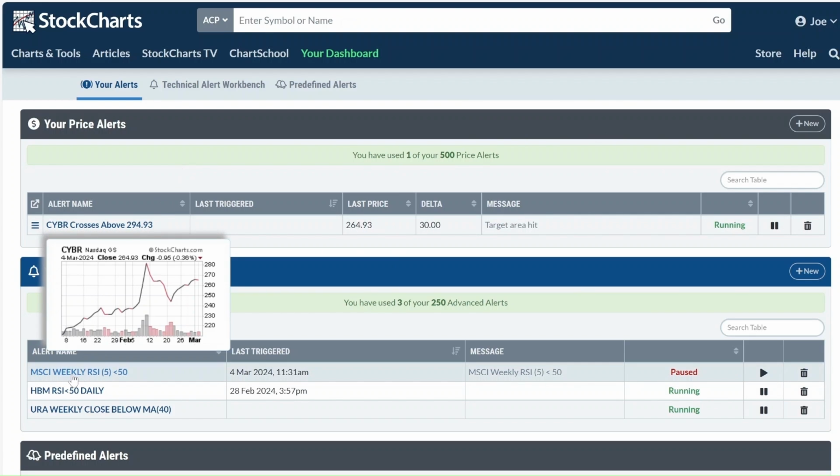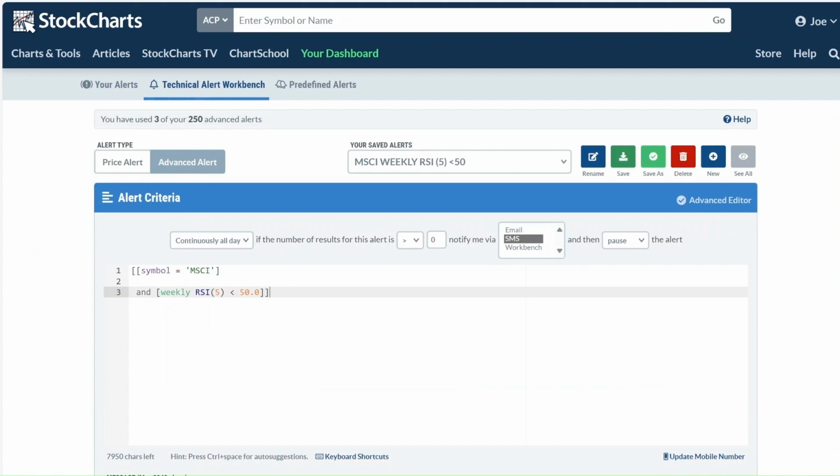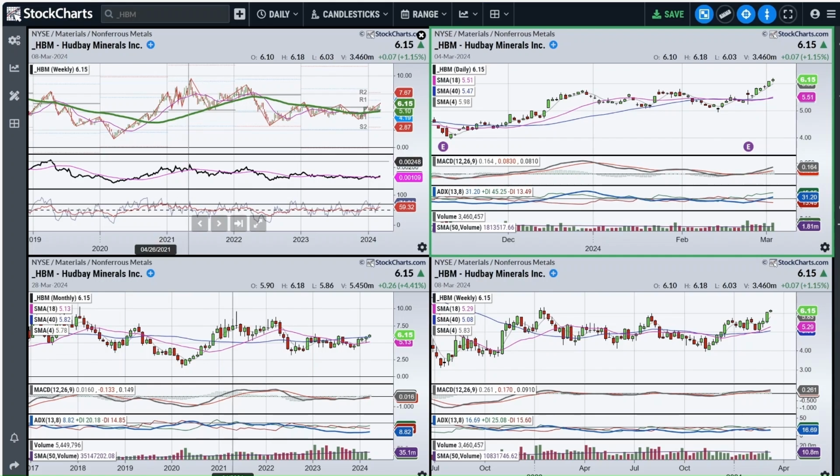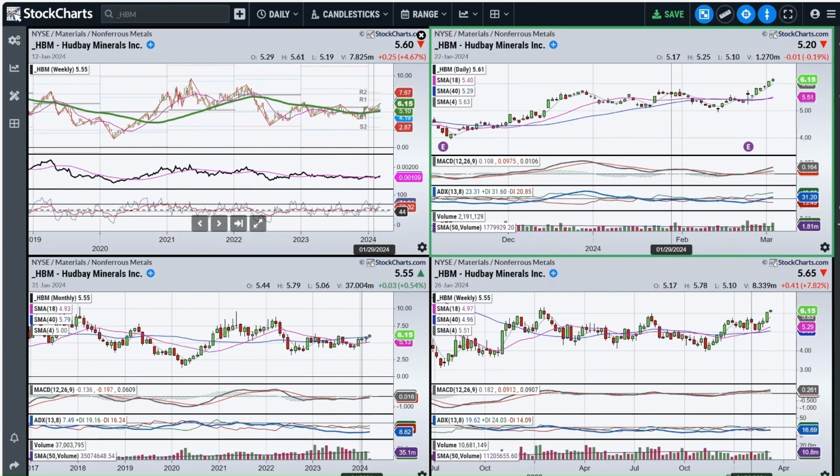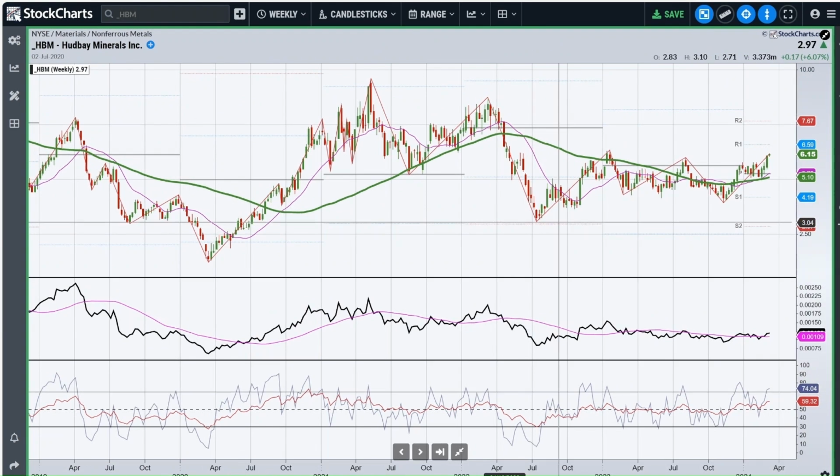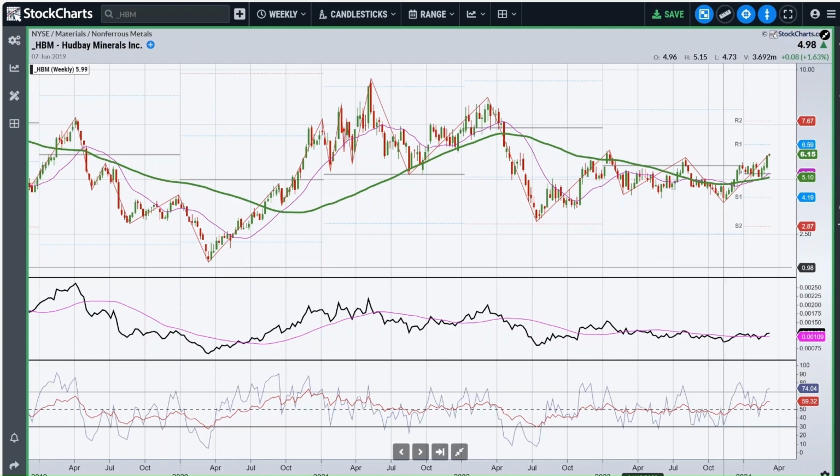But let's look at this custom alert area. And I'll show you one that's kind of already taken place. If I click on this, you can see I've just put under the alert criteria, I've put the symbol equal MSCI, and weekly RSI is less than 50. So I'm just looking for a simple situation where the RSI actually drops down below 50.